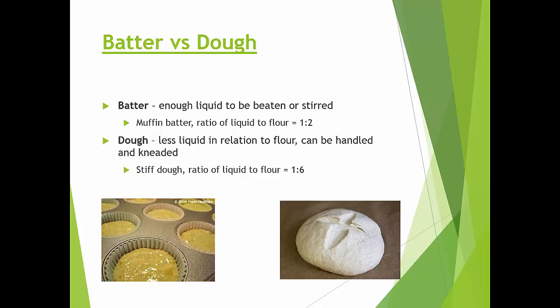A batter has got enough liquid to be beaten or stirred. A muffin batter, for example, the ratio of liquid to flour is 1 part flour to 2 parts liquid. With a dough, it's less liquid in relation to flour, so it can be handled and kneaded. So a stiff dough, the ratio of liquid to flour is 1 part liquid to 6 parts flour.